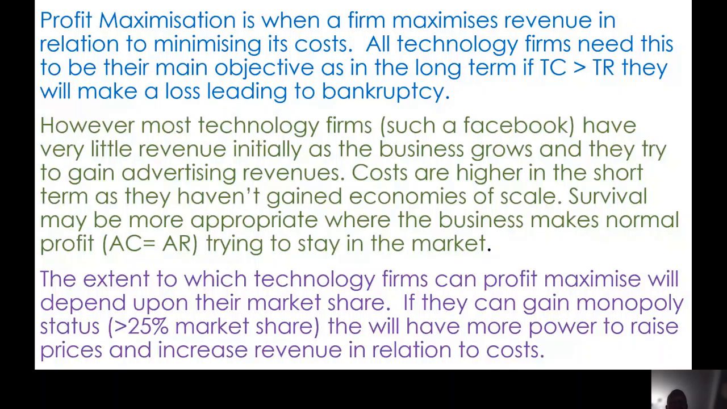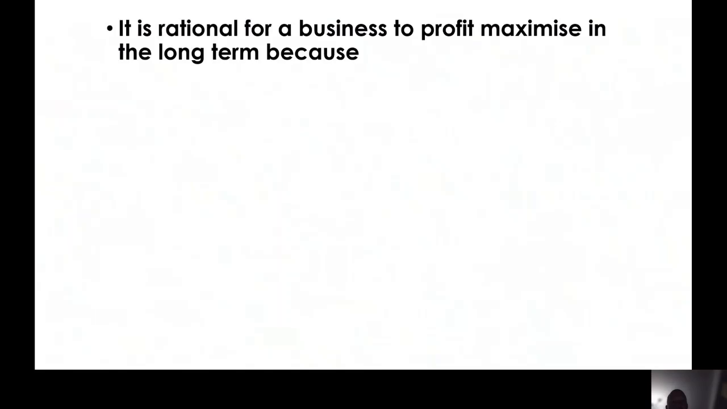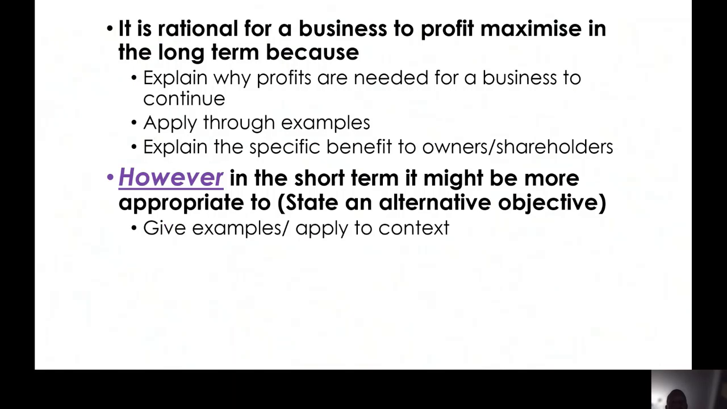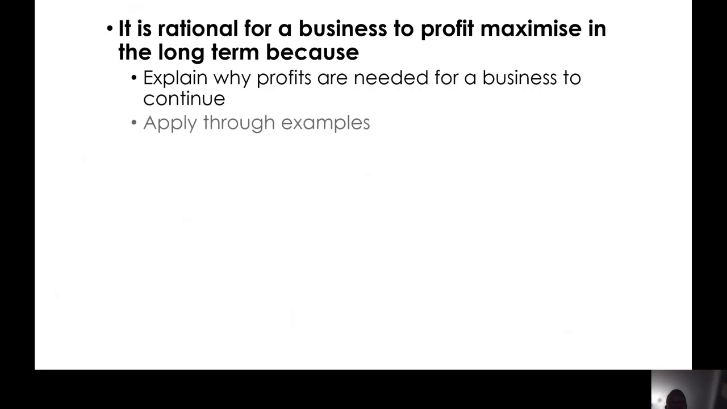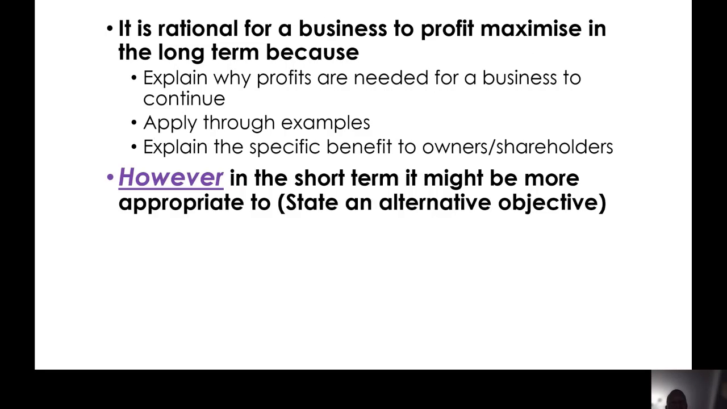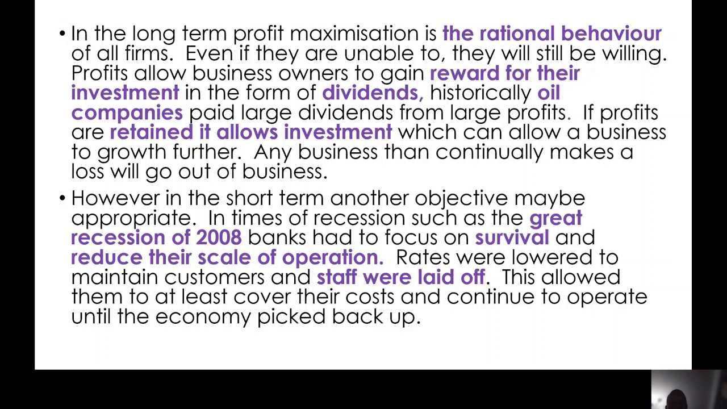And we had a little look at an exam question where there was a model answer looking at discuss the extent to which profit maximization is the main objective of all businesses. And we said it is rational, and the reasons for that was because profit is the long-term objective. It allows growth, it allows dividends, and it allows reinvestment, which allows the business to grow further.